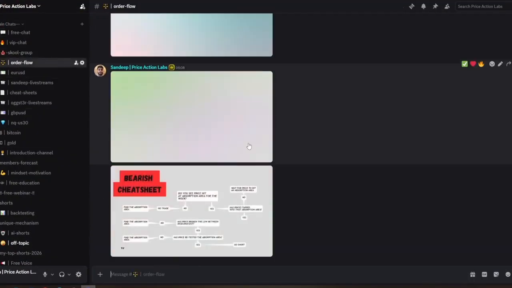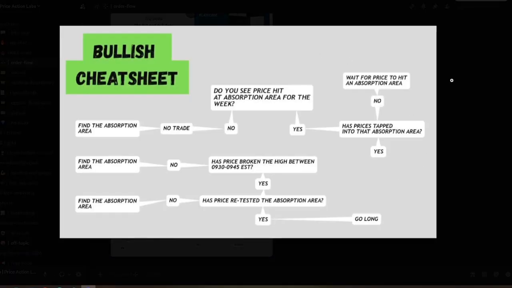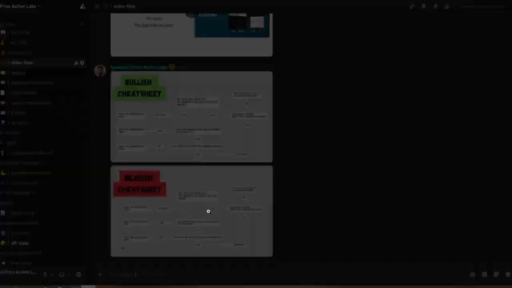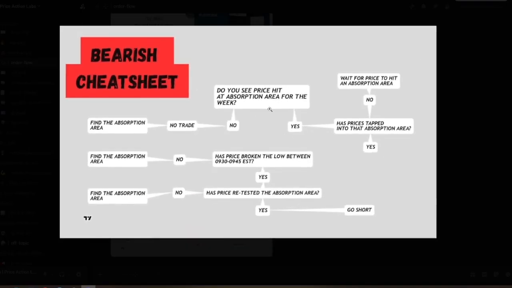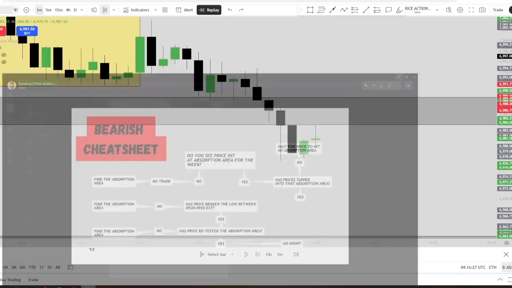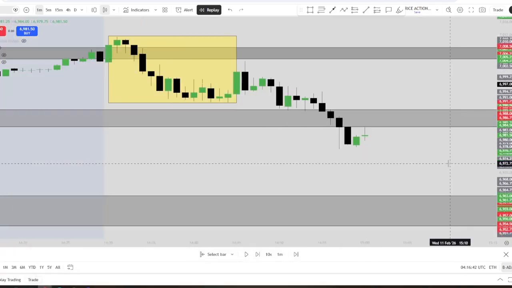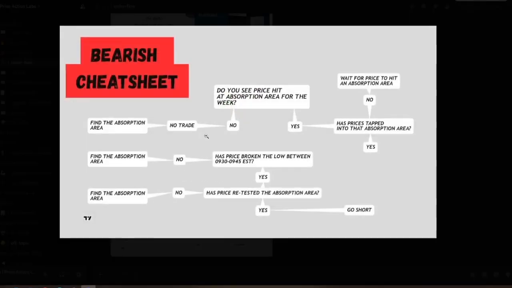In fact, what I've done here in the Discord is I've given you a bullish and a bearish cheat sheet, right? So we're going to be focusing on this first. Do you see price hitting an absorption area for the week? Right, so this is an absorption area. These are our key levels. So do you see price hitting an absorption area? No, no trade, find the absorption area, right?